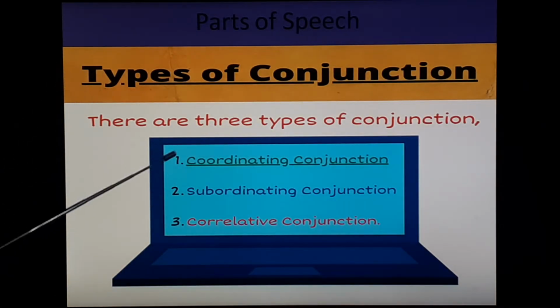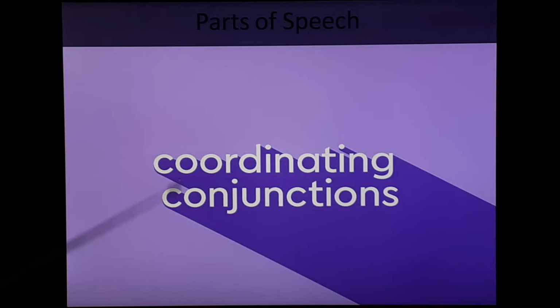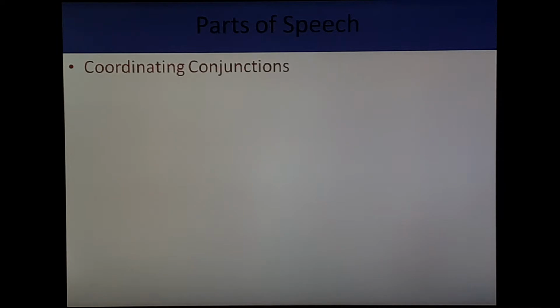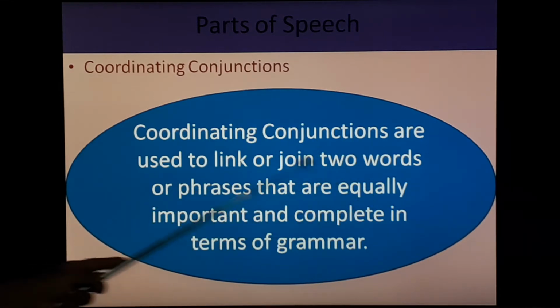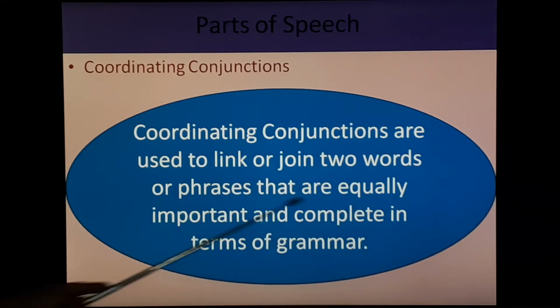Okay, there are 3 types of conjunctions. First, coordinating conjunction. Second, subordinating conjunction. And third, correlative conjunction. So today we are going to start with the first type, and that is coordinating conjunctions. Let's see the definition of coordinating conjunctions. Coordinating conjunctions are used to link or join two words or phrases that are equally important and complete in terms of grammar.